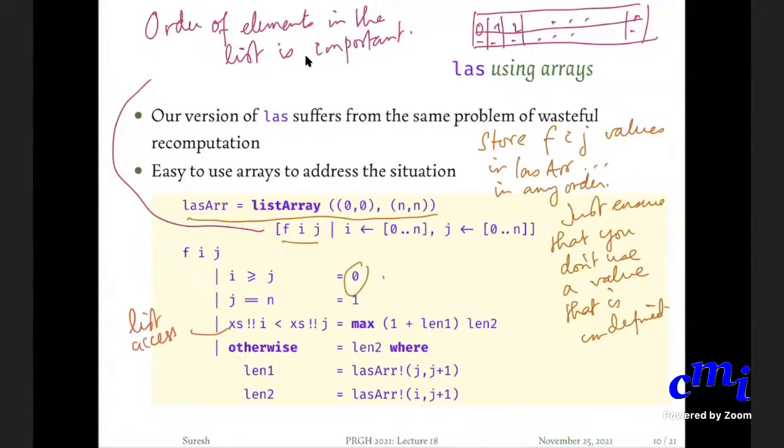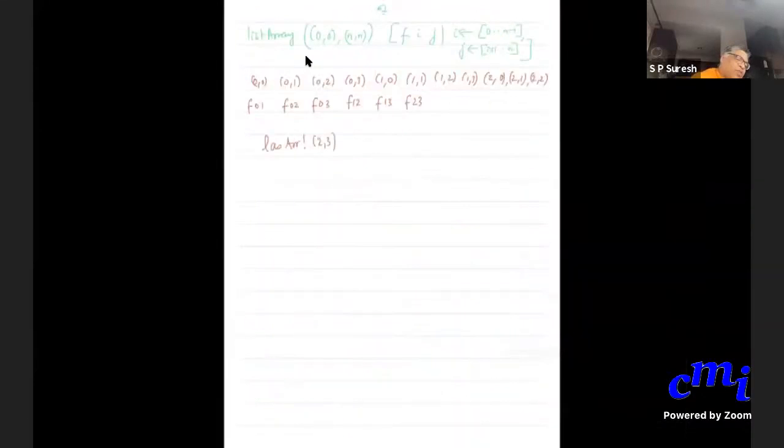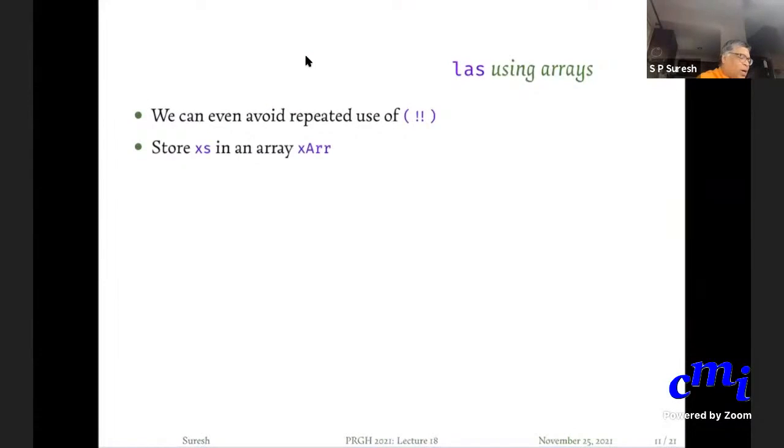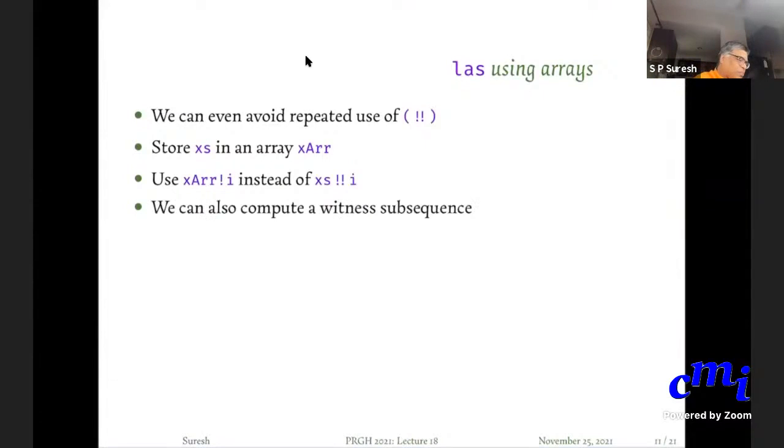So we can turn xs into an array first. Exactly. You turn xs into an array first, and then only do array access. So you can even avoid repeated use of the double bang by storing xs in an array XR. This is really simple, and then use x array bang i instead of xs double bang i.